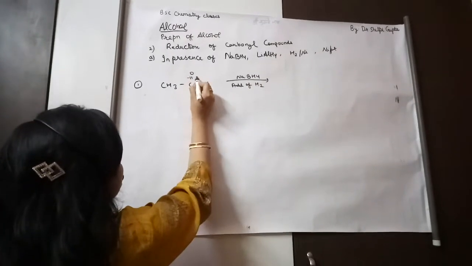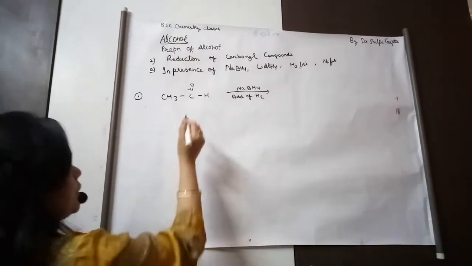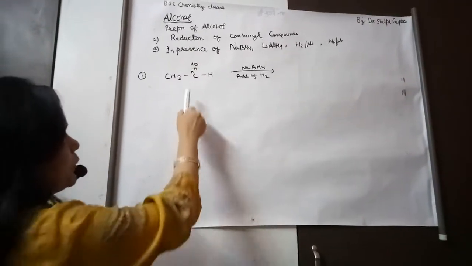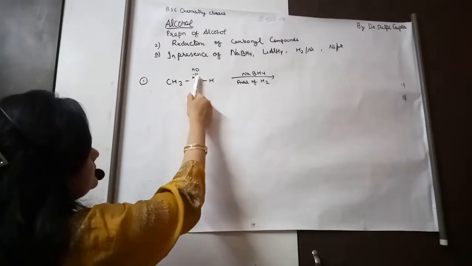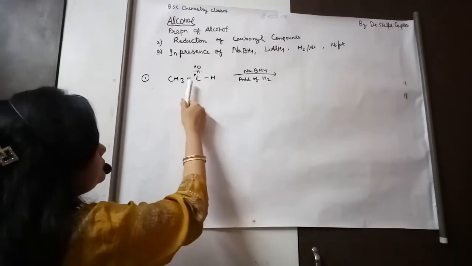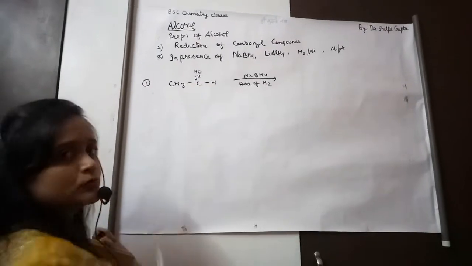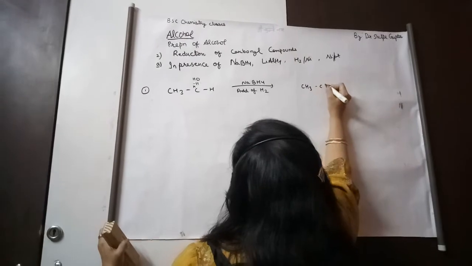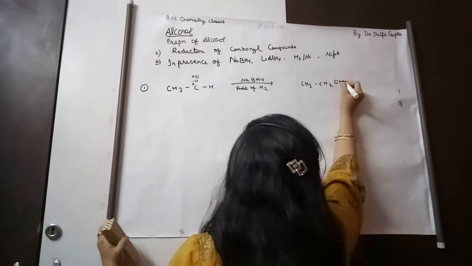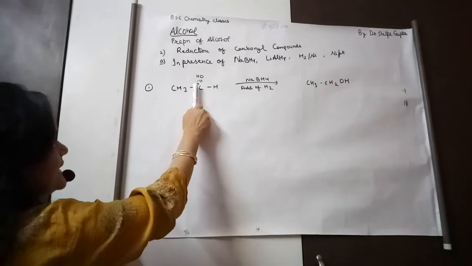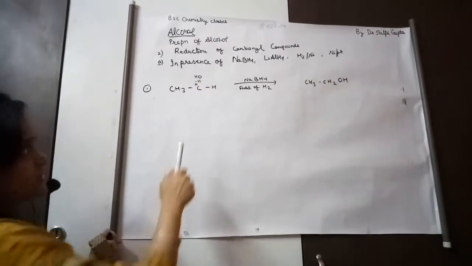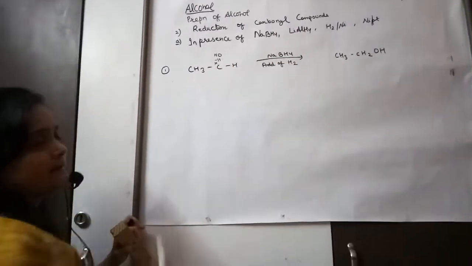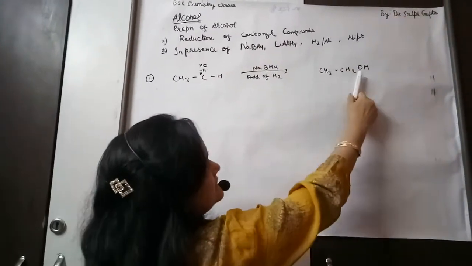How? This group, this double bond will break, and H and H will join both the groups. Addition of hydrogen will happen, one to the carbon atom and one to the oxygen atom. So when this happens, what will form is CH3CH2OH, because this pi bond breaks and addition of hydrogen happens, one at the carbon atom and one at the oxygen atom. So what is formed is an alcohol.